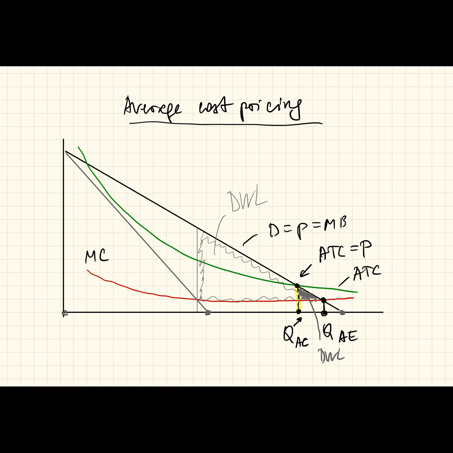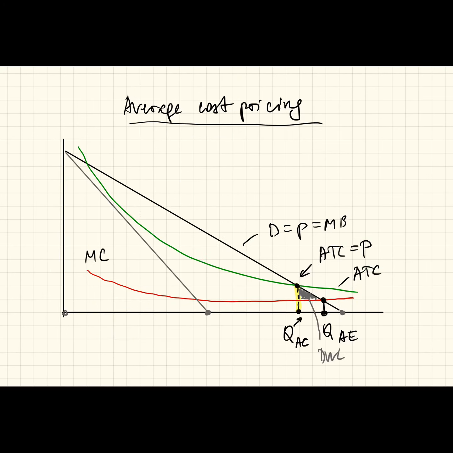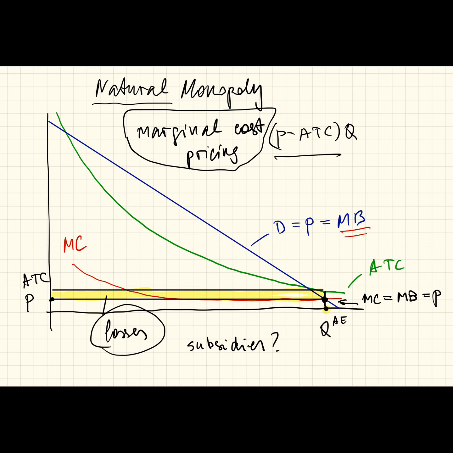So shrinking deadweight loss from this one to this one is definitely an improvement. And again, it's not giving us zero deadweight loss, but it saves us the trouble of dealing with a company which is losing money, like in this case. So, and that's the difference between average cost pricing and marginal cost pricing.